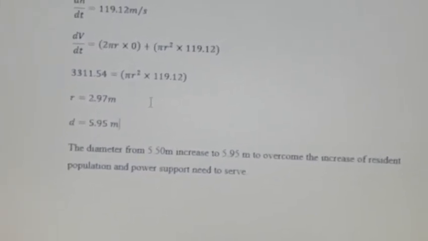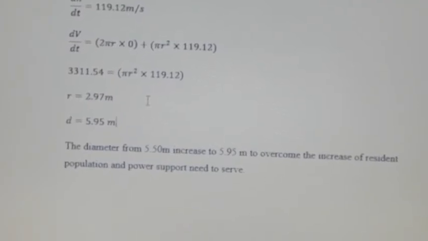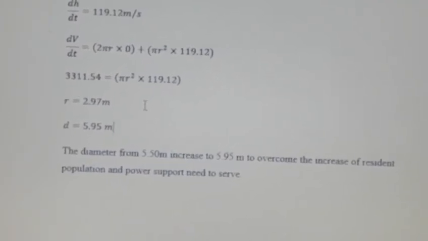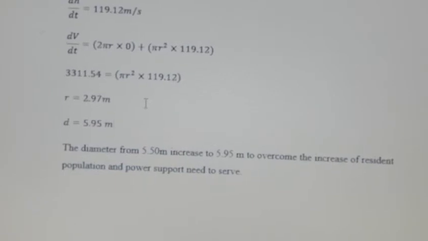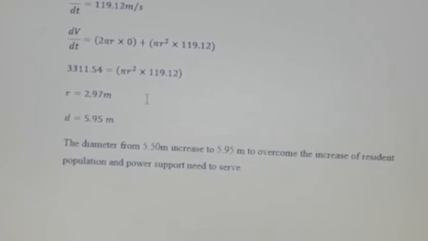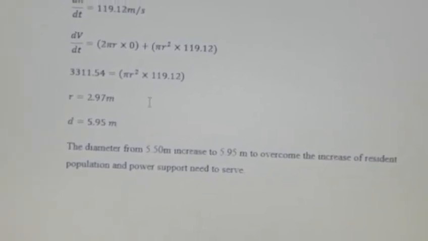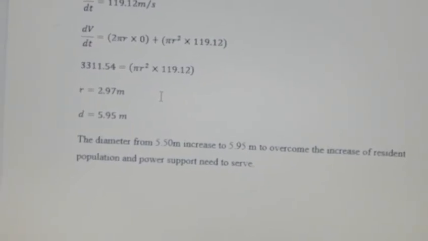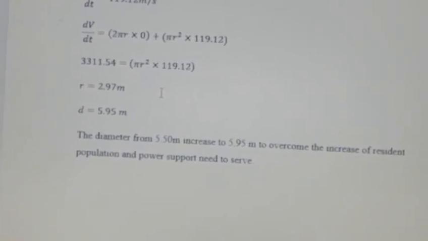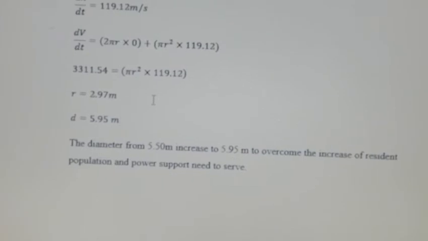So in conclusion, in this calculation, if our population is increased, the diameter of the pipe will be increased, which is from 5.50 meters increased to 5.95 meters to overcome the increase of resident population and power support needed to serve. So that's all for the presentation of our calculation. Thank you.